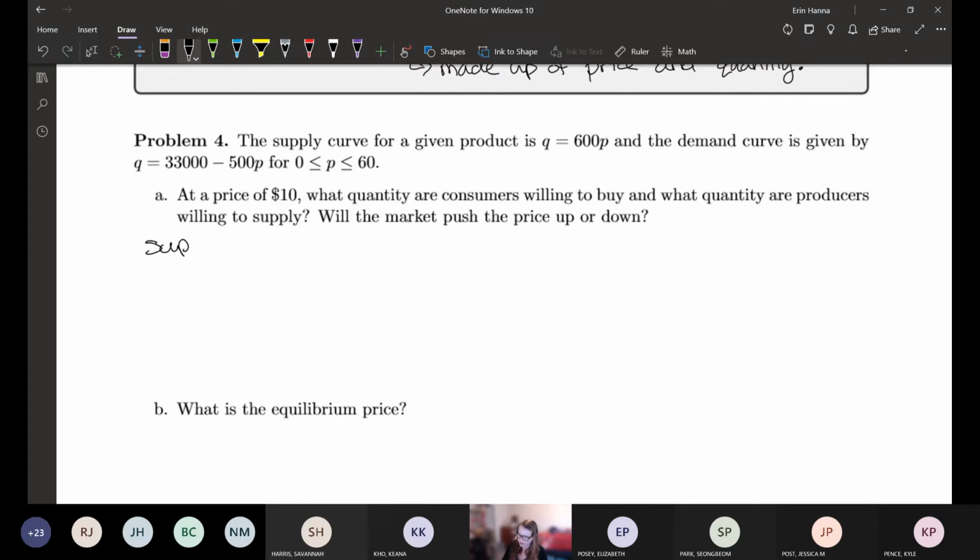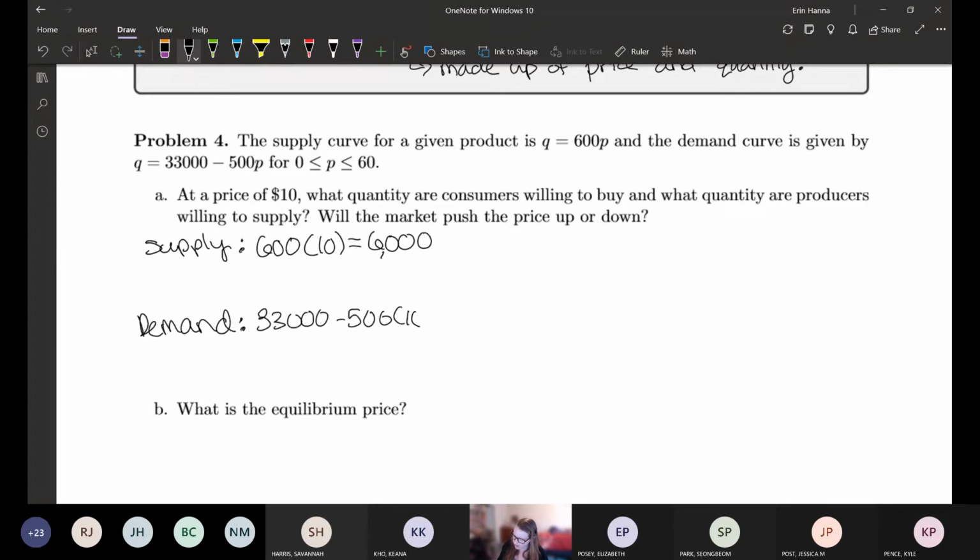So let's look at our supply versus our demand. Our supply, which one was that? That was the 600p. So we'll have 600 times 10, so that'll give us 6,000. So they're willing to supply 6,000, or enough stuff to make 6,000 of whatever it is we're making. We're not actually told. And then demand, 33,000 minus 500 times 10 will give us 28,000.